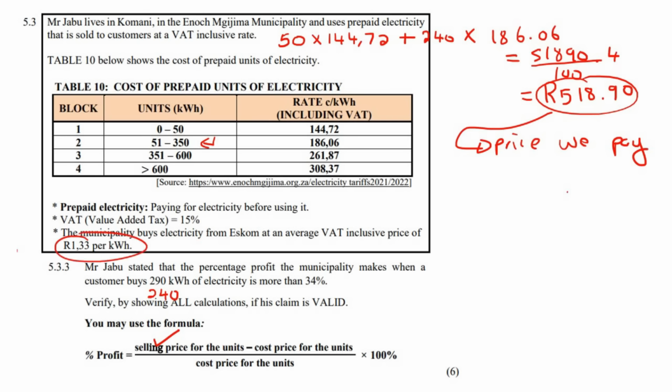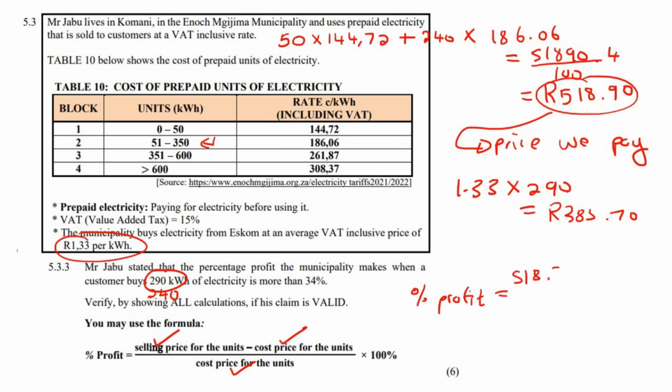They pay Eskom R1.33 per unit. How many units did we buy? 290. That's only 385 Rand and 70 cents. That is the cost price. So now we have everything we need to use the formula. The percentage profit would be the selling price, which is 518.90, minus the cost price, which is 385.70, divided by the cost price again, and then multiplied by 100.